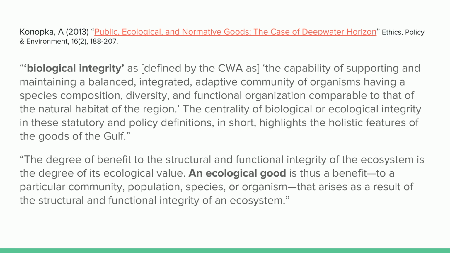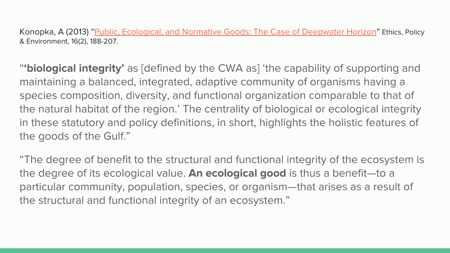So in the Clean Water Act, biological integrity is defined as the capability of supporting and maintaining a balanced, integrated, adaptive community of organisms having a species composition, diversity, and functional organization comparable to that of a natural habitat of the region. So biological integrity is where all of the parts of an ecosystem fit together in a way that is functionally comparable to the natural habitat. And so when we're doing these kinds of big operations, we want to make sure that we're maintaining biological integrity, we're maintaining ecological integrity, which is making sure that all the parts function together.